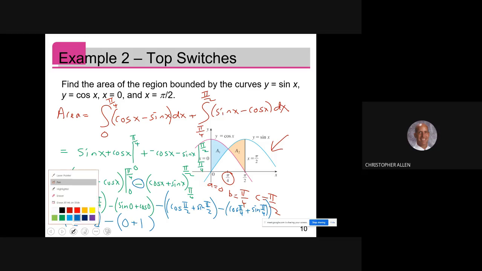I'm going to go to a different color here just to be different. Okay. Kind of harder question. What's the cosine of pi over 2? 0. Sine of pi over 2? Cosine of pi over 4, we already did that one. Radical 2 over 2. Sine of pi over 4, radical 2 over 2. I don't know what happened there. Sorry.